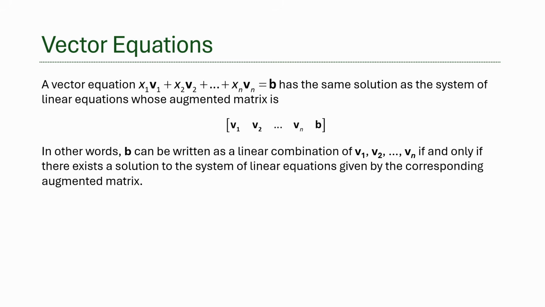In other words, b can be written as a linear combination of the vectors v1 through vn if and only if the system of linear equations given by the corresponding augmented matrix has a solution.